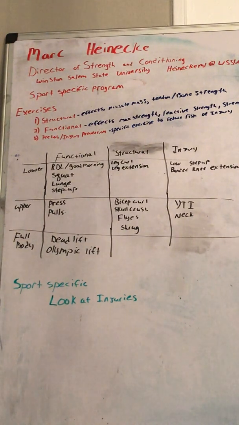Structural type exercises: bicep curl, single joint again. Skull crushers, single joint again. Chest flies, shrugs. Injury prevention, I'm looking at my YTI series. I'm looking at neck type exercises.